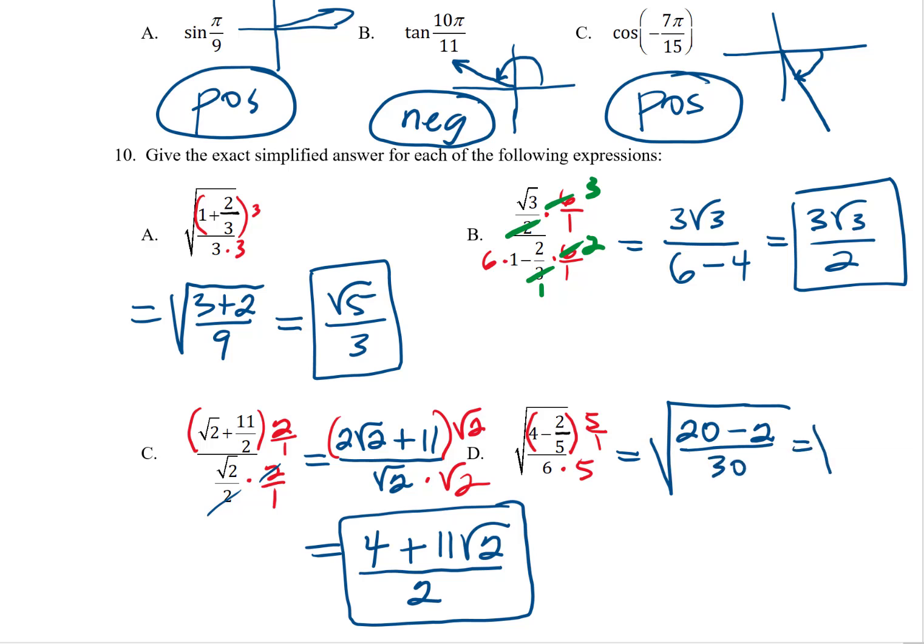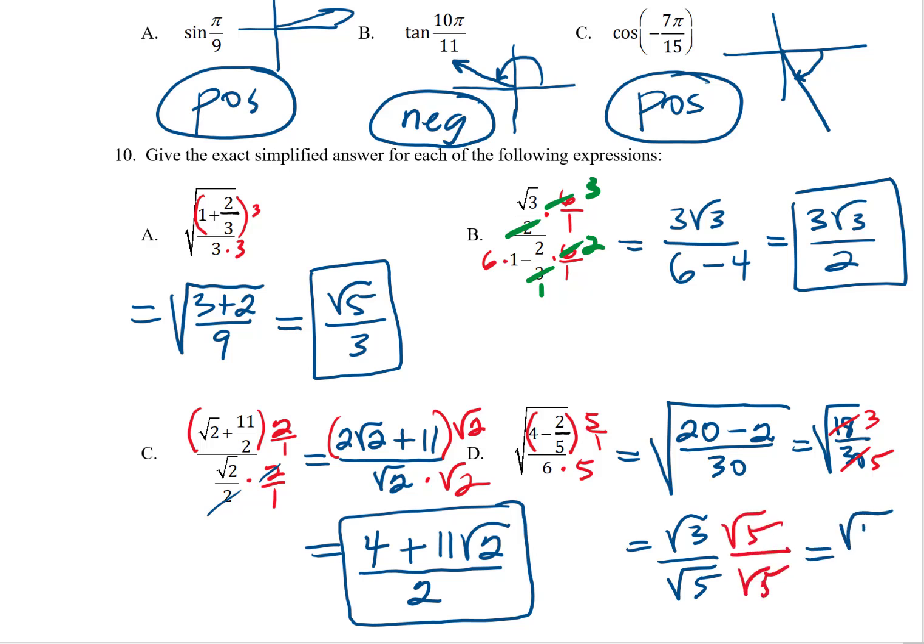So that gives me the square root of 18 over 30. Now those two numbers share a common factor of 6. So I can simplify that to square root of 3/5. In other words, square root of 3 over square root of 5. And then I'll need to rationalize the denominator, and that gives me a final answer of square root of 15 on the top and 5 on the bottom.